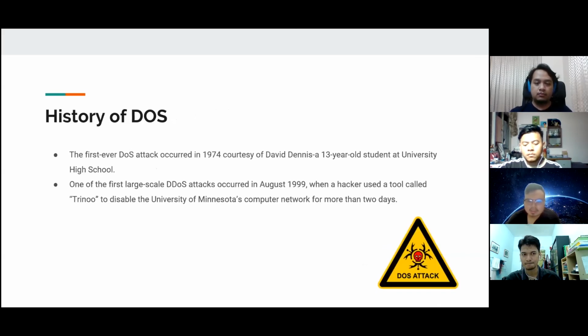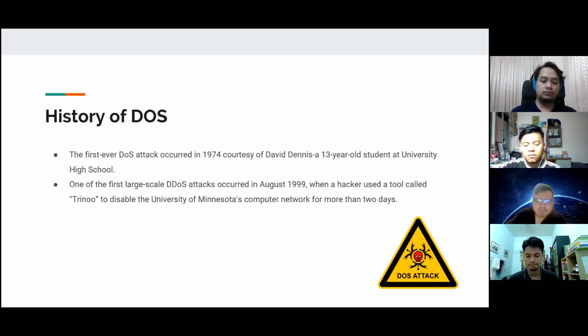Next is where DOS comes from. The first ever DOS attack occurred in 1975, courtesy of David Dennis, a 13-year-old student at University High School. David learned about PLATO and computerized systems as external, and then one of the first large-scale DDoS attacks occurred in late August 1999, where a hacker used a tool called Trinoo to disable the University of Minnesota's computer network for more than 2 days.